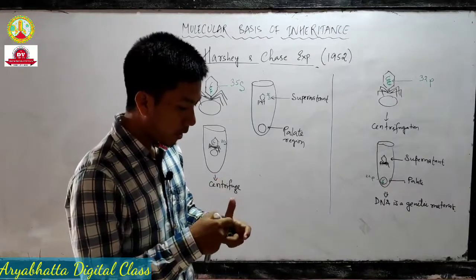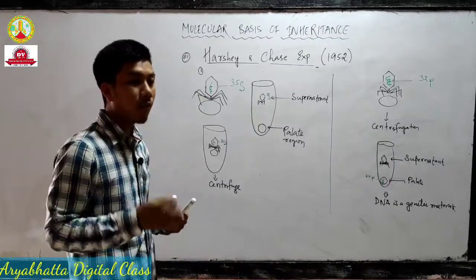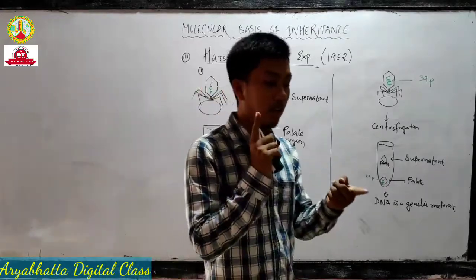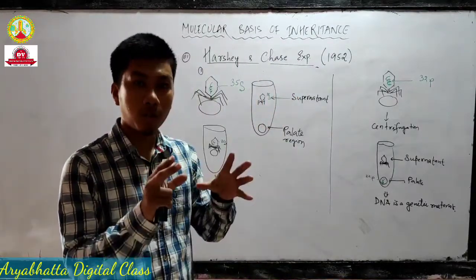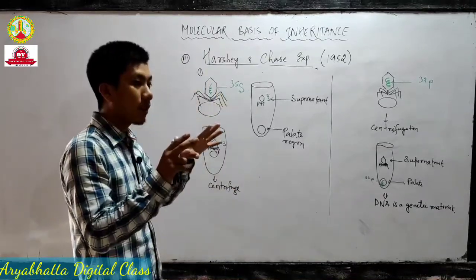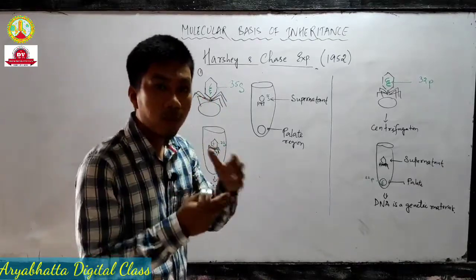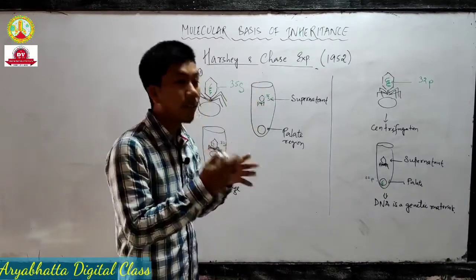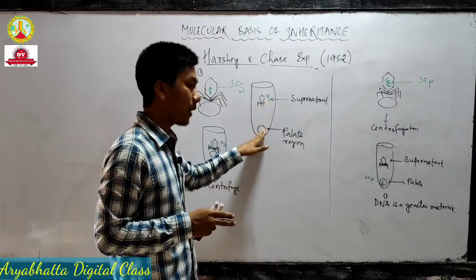For this experiment, they used a virus that infects bacteria. We call it a T2 bacteriophage, and the bacteria E. coli. They used two radioactive elements, sulfur 35 and phosphorus 32. Sulfur 35 always binds with the protein part of the virus. In the first experiment, they injected sulfur 35 with the protein of the virus, and after centrifugation they found that the sulfur 35 is still with the viral protein. They did not transfer into the bacterial body.